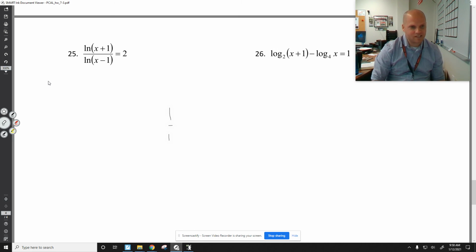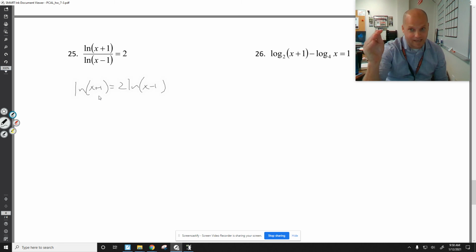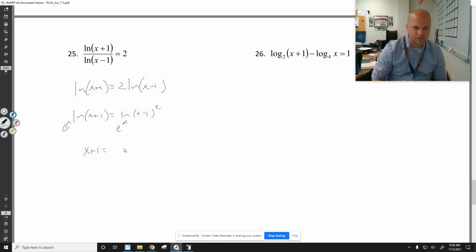So what's a way around this is to get everything onto one level, multiply both sides by this denominator. You get the natural log of x plus 1 equals 2 times the natural log of x minus 1. E to the power of both sides, not yet. Get rid of this 2. How do you get rid of the 2? Use the log property. Rewrite this as x minus 1 squared. Now e to the power of both sides, giving us x plus 1 equals x minus 1 squared.